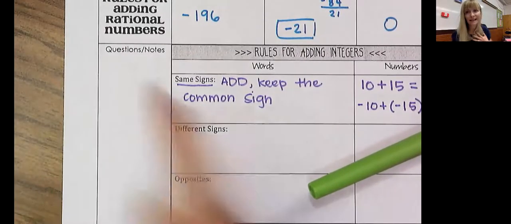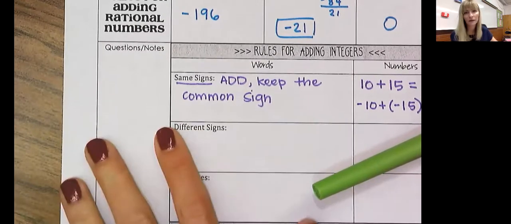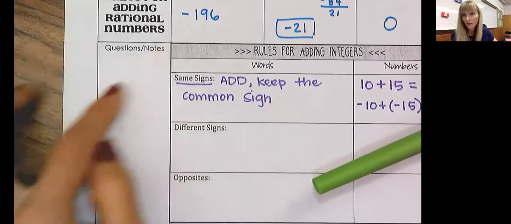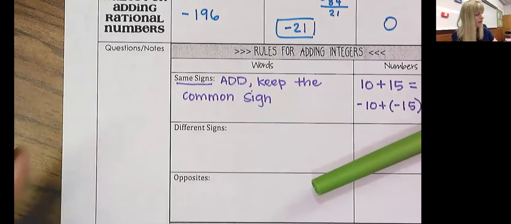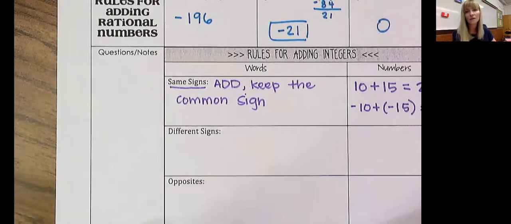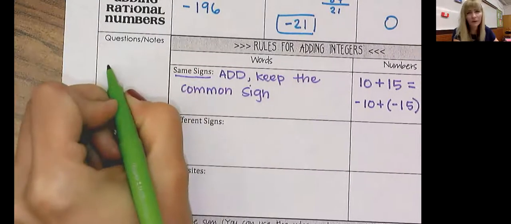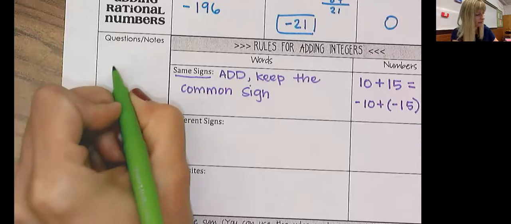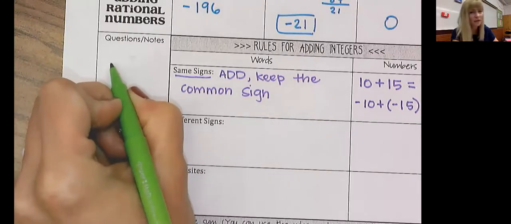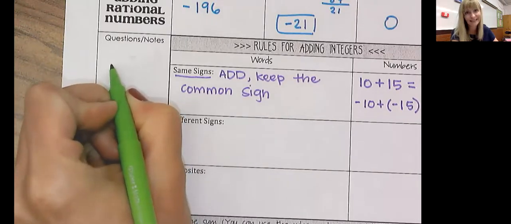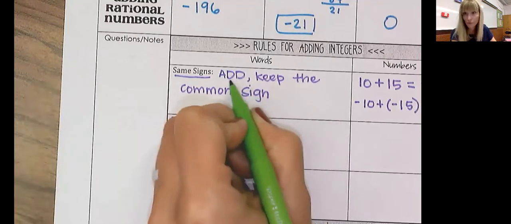If you hear me say something that I don't write down that you're like, oh, that's a good thing to remember, you can write it over here, okay? In these first couple pages, I'll give you some examples of things you can write over there. For example, right here, one of the things that helps me remember is this word sum. We know the word sum means addition, and that's a big part of this rule, right?